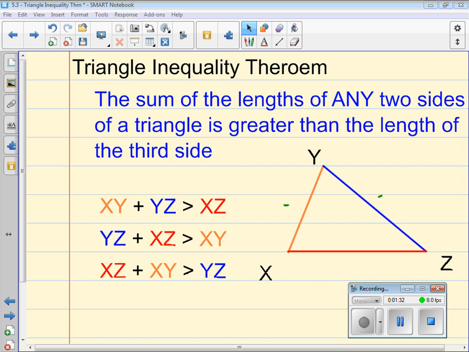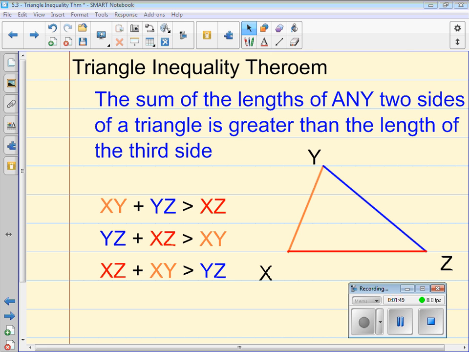Basically what it's saying is if I grab any two sides, it has to be greater than the third. That's what those three inequalities represent. So the x and y is my orange side, y and z is my blue side, and x and z is my red side. So if I grab the orange and the blue, it has to be greater than the red.